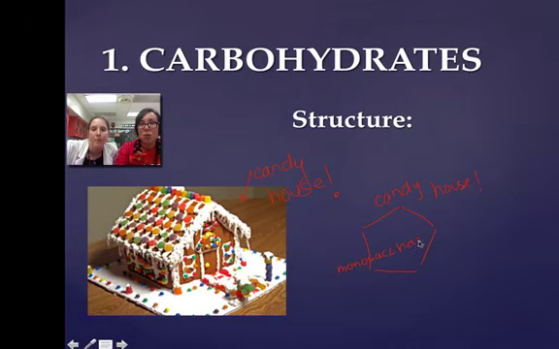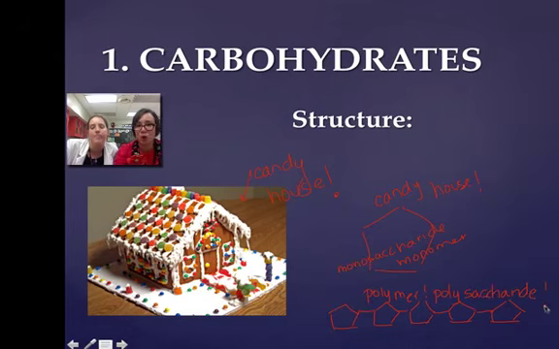If I wanted to make a really big carbohydrate or a really big sugar, all I would have to do is what, Miss Hines? I would have to take a whole bunch of those rings or candy houses and connect them to one another. And then I no longer am talking about a monomer. I'm now talking about a polymer, or polysaccharide. Poly in that case still means exactly the same thing. Right, still means many.